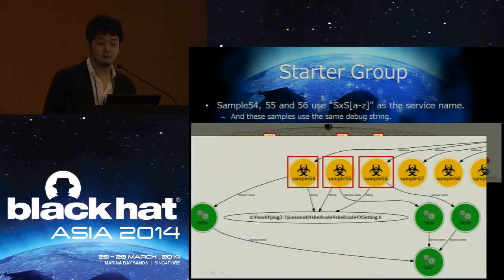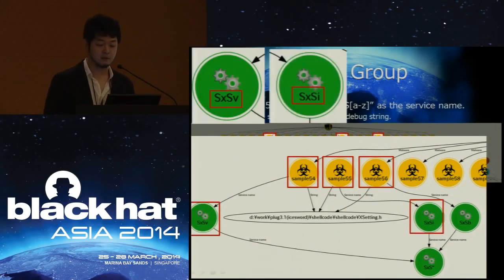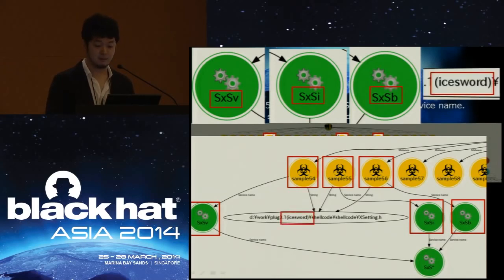And samples 54, 55 and 56 use an alphabet after the SXS string as the service name, like SXSV, SXSI, SXSB. These samples also use the same debug string, including ISWORD, like this. Note that sample 56 is related to the starter group. See the previous slide. Okay, these are the characteristics of the starter group.